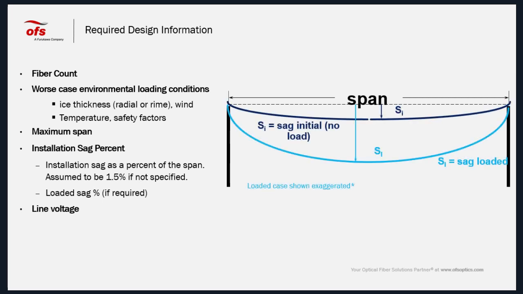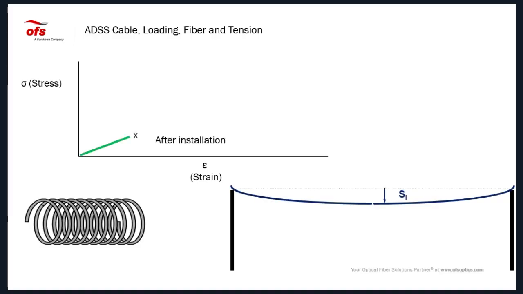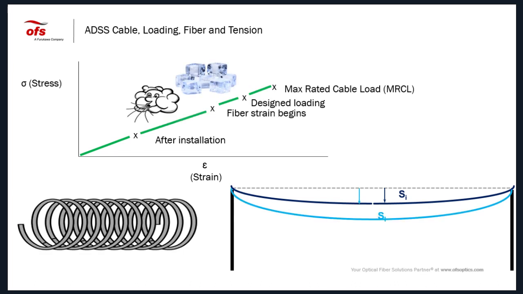As soon as it's installed, it is elongated like this, but it is kept in safe conditions. As soon as the cable is installed, it is acting like a spring. So if there is wind, and if there is some ice, up to the max rated cable load that the cable was designed for, there is no issue here. So the cable is acting like a spring.